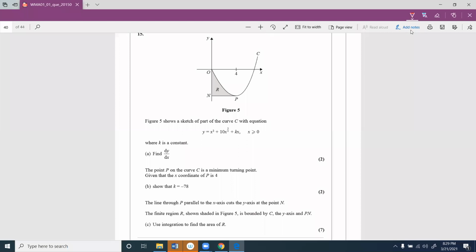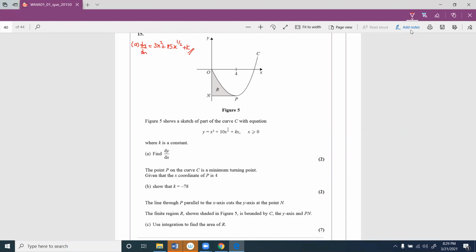Okay, but here initially part A, I'll just do it here to save space. If you differentiate it, dy by dx is x cubed differentiated, 3x squared, plus 10 into 3 over 2, which is 15 x to the power 1 over 2, plus k. This is the first differentiation answer.